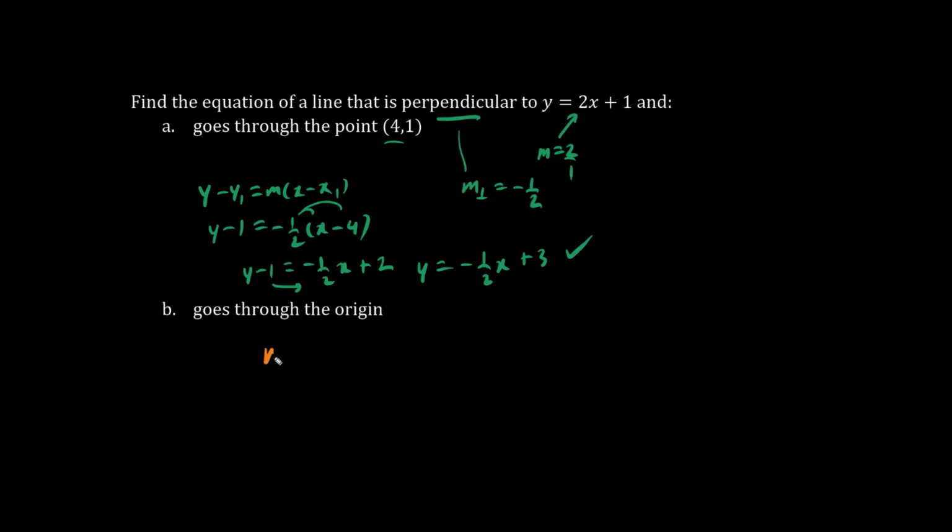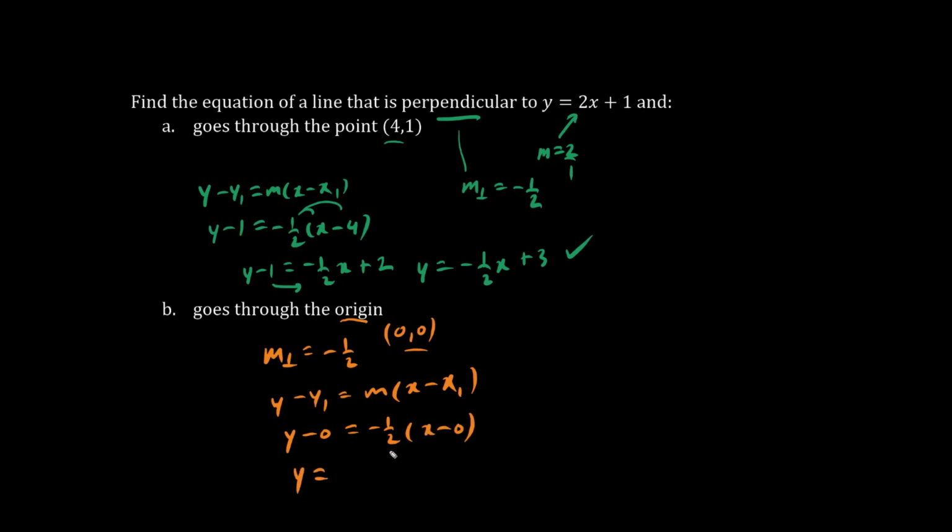Now, given the perpendicular slope negative 1/2, we're now trying to find the equation that goes through the origin. 0, 0 is the point. So y minus y1 equals m times x minus x1 is the slope-point form. So we substitute 0 and 0. So we have y, using distribution, equals negative 1/2 x as the perpendicular line that goes through the origin.